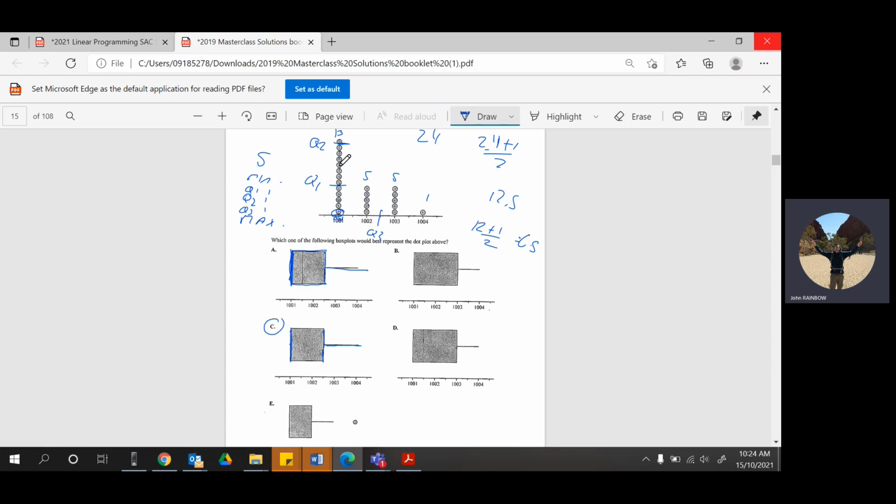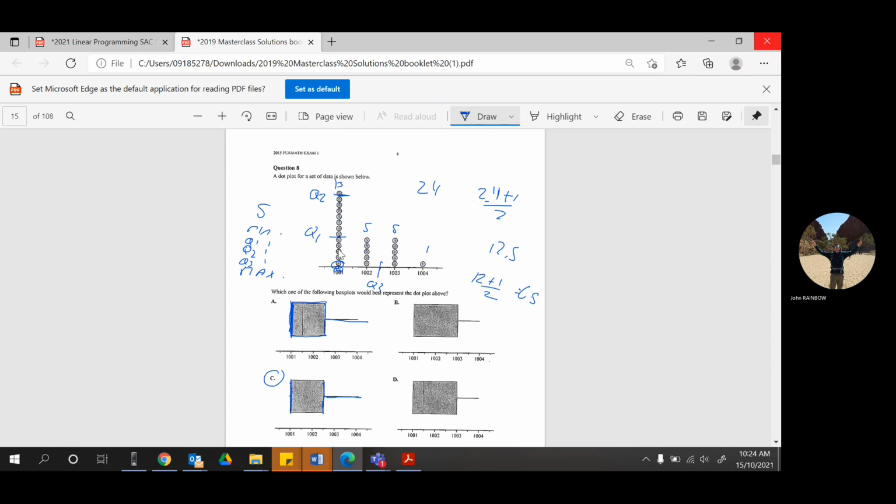So that's a really weird looking box plot. Don't forget, guys, box plots. Minimum, you're going to do a dot. Now, that could be a line or it could be a point, right? Depending if it's an outlier. Q1, we do as a line. Q2, we do as a line. Q3, we do as a line. Maximum, we do as a dot.